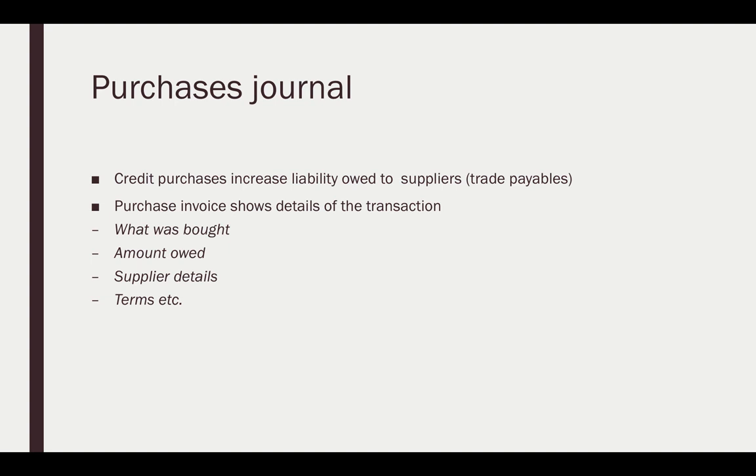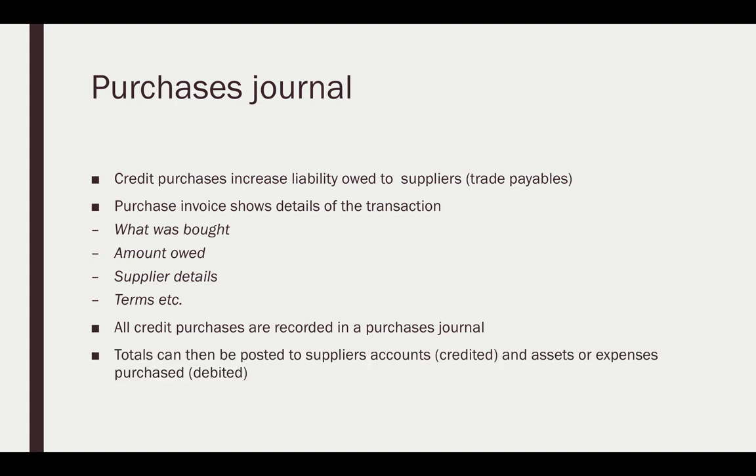So the purchase invoice shows the details of the transaction as we've just seen on the example invoice. In other words, what was bought, how much was owed, the details of the supplier, the terms, in other words, how long you have to pay the supplier, etc. All the credit purchases are recorded in the purchases journal. And you can then post the totals to the individual supplier accounts, which would be credited, as well as the assets or expenses for the items that were bought or the services that were received. That will then be debited.